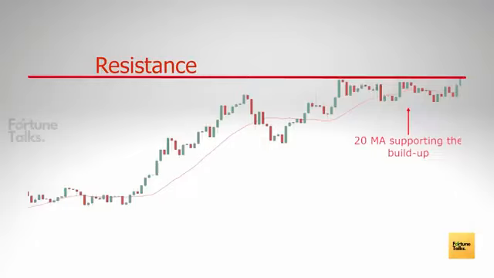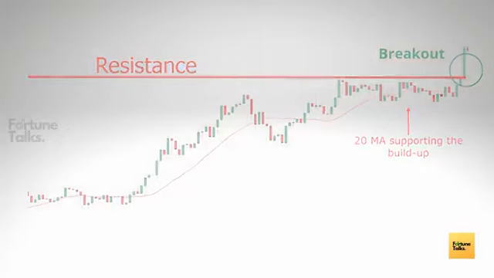It's like the market is really respecting the moving average and it is getting ready to break out. So if you find a build-up or a slight consolidation when the price reaches the support or resistance, it is always an indication that the price is about to break down or break out.